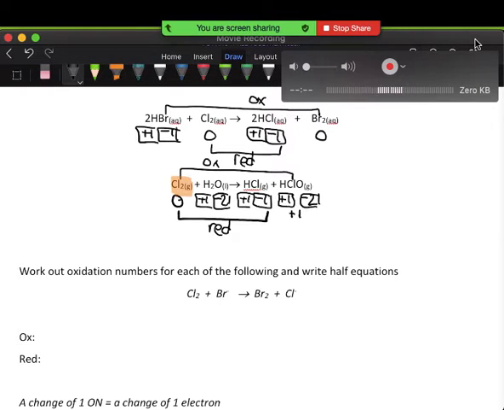And you can see this written sometimes in a question. It's called a disproportionation reaction when something is both oxidized and reduced.